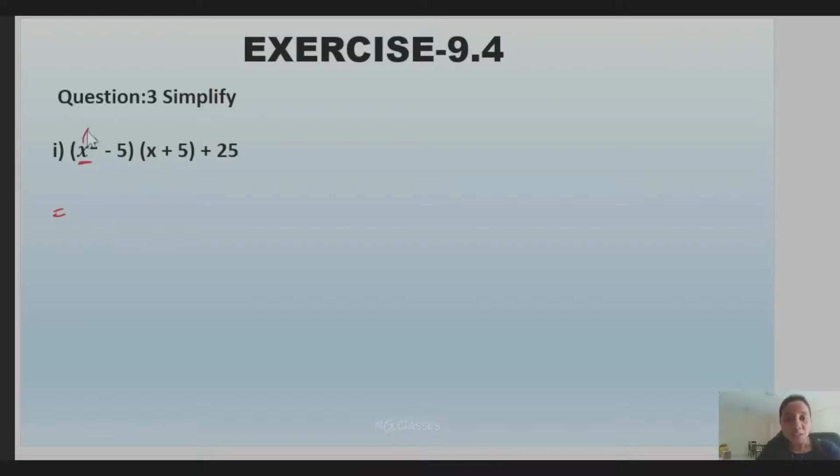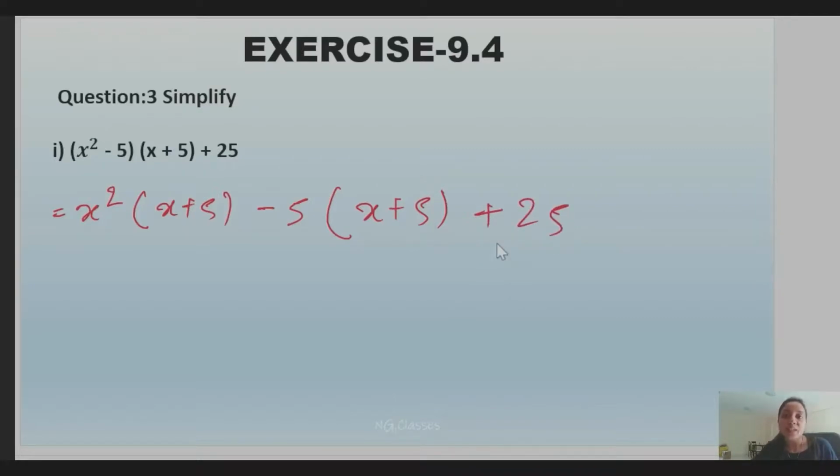So x square I will multiply with the first term, that is x, and then x square I will multiply with the second term, that is positive 5. Similarly, the next term negative 5 I will multiply like that only. x square we will multiply with x plus 5, and then negative 5 we will multiply with x plus 5. If we are having more than 2 terms, by following the same process we will do the multiplication. Okay, plus 25. Now open the bracket. By applying the distributive property, we will get x cube plus 5x square minus 5x minus 25 plus 25.